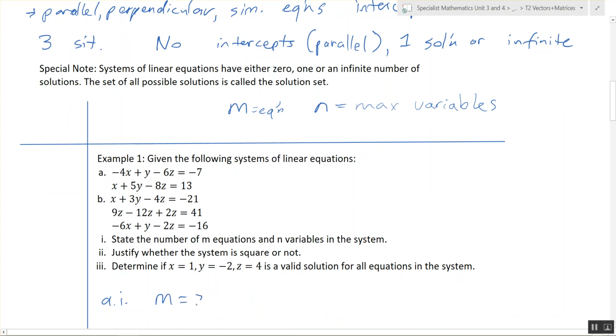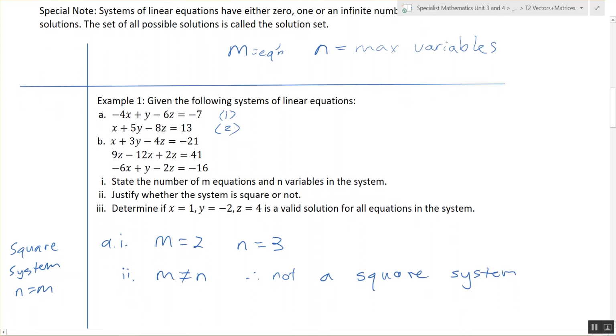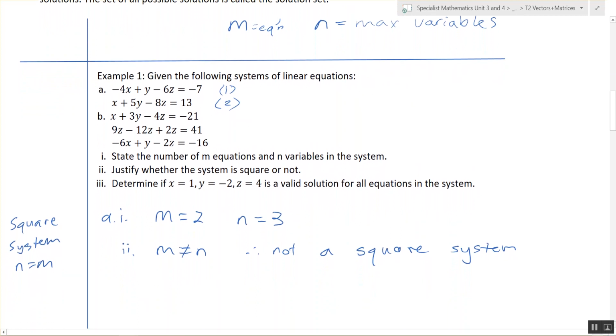So m is equal to 2. How many variables? 3. M does not equal n, therefore not a square system. Now, I could be wrong here, but the significance of a square system is you are able to solve it.